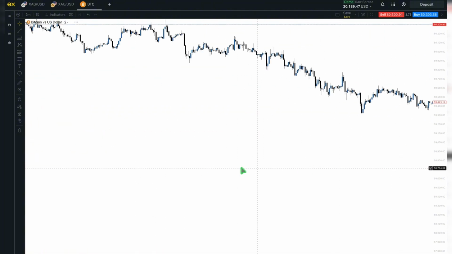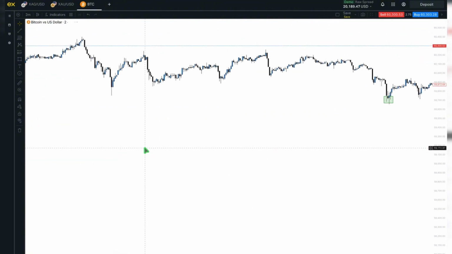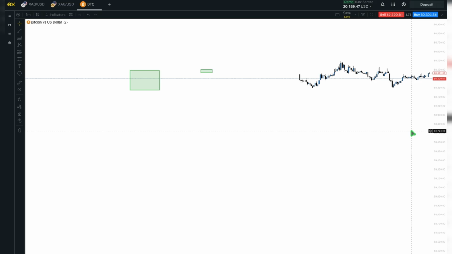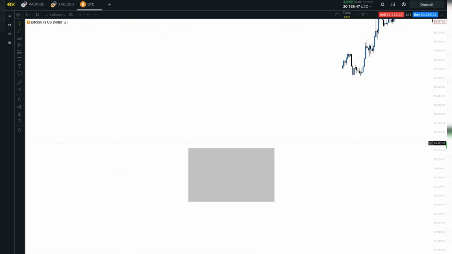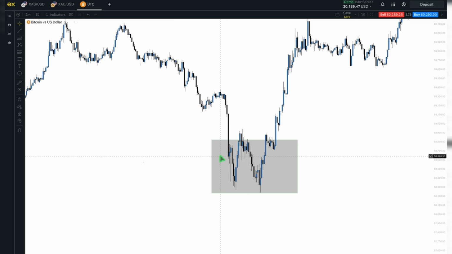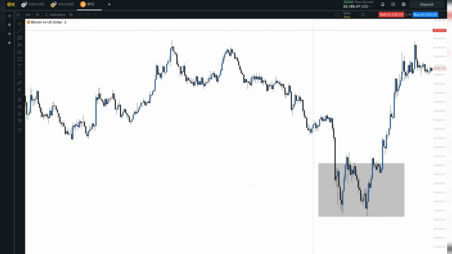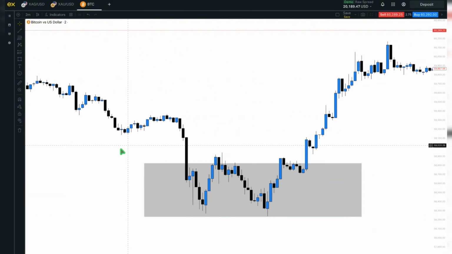I will backtest this strategy. That way it will be easier for you to understand. Again, backtesting is free with XNES, so you can use it. Okay, we will discuss this area, but before discussing it, I will teach you what a fair value gap is.